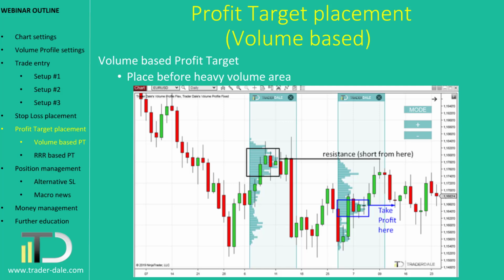So I use the flexible profile for this area to determine where the heaviest volumes were accumulated inside this area. As you can see in the blue rectangle, there was a strong volume cluster, so this could work as a strong support, which would endanger your trade, so it would be best to take your profit there. Alright? So this is how you use volume profile to determine where to place your profit target.